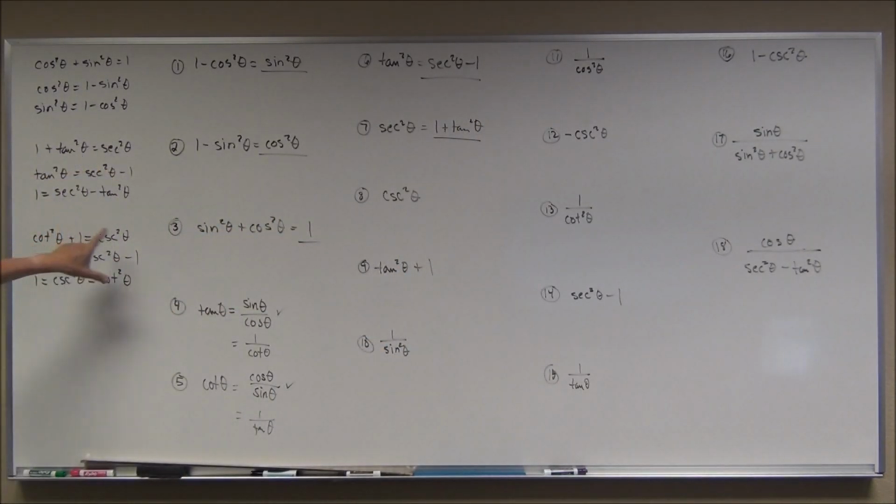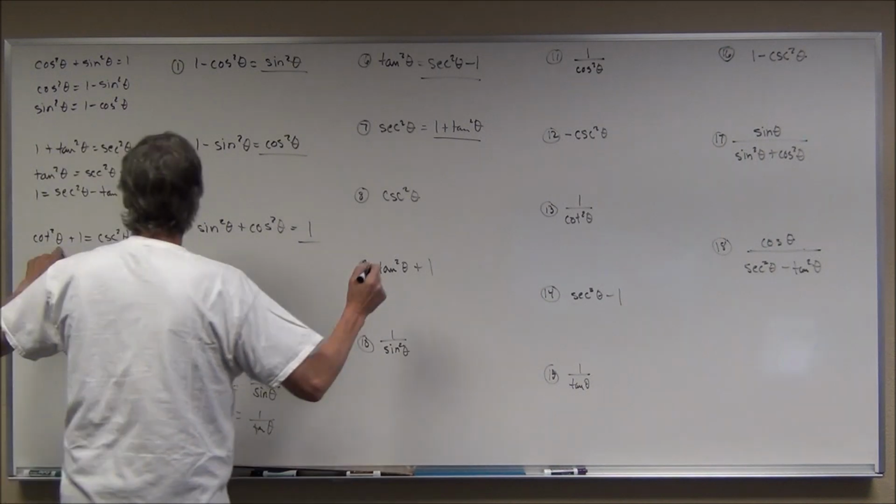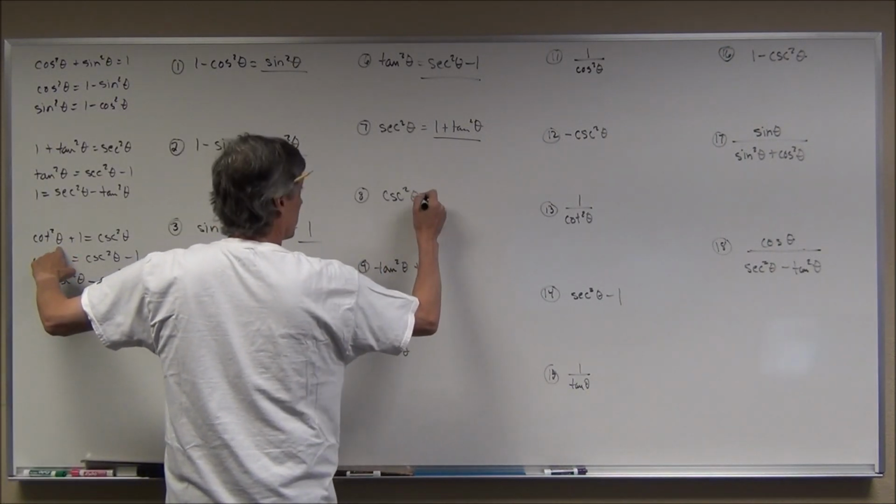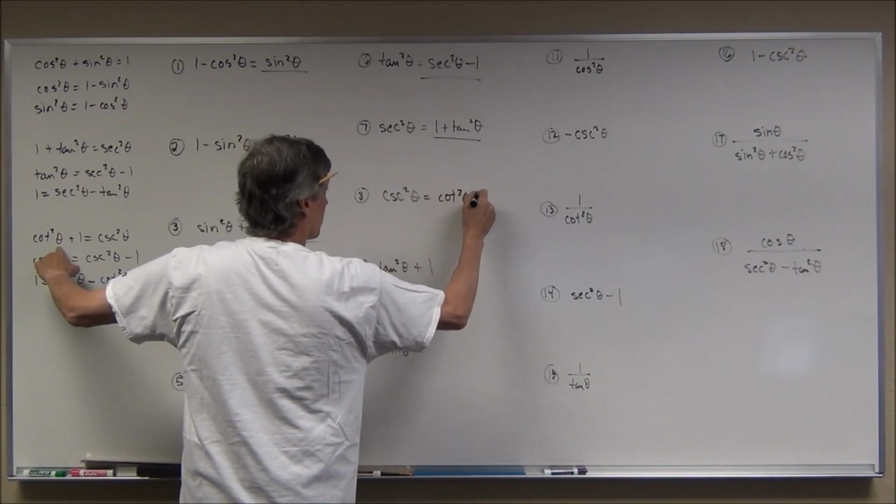And there's your guy. Cosecant. Now I'm going to go to the bottom ones here because I have cosecant squared theta. Look at the top line here. Cosecant squared theta is equal to cotangent squared theta plus 1, or 1 plus cotangent squared theta. I'm going to write cotangent squared theta plus 1.